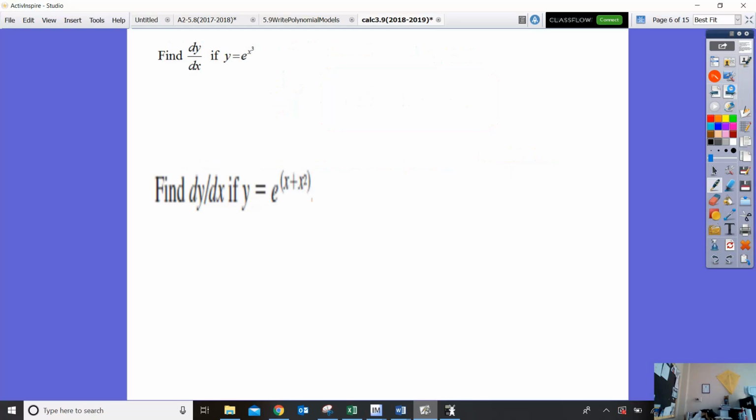I guess we need to do an example of it. Find the derivative of y if y is e raised to the x cubed power. All you got to do is know your derivative rule.